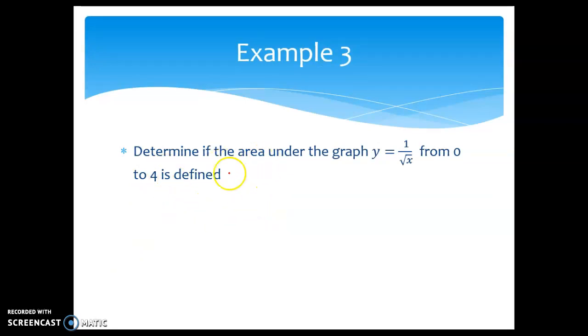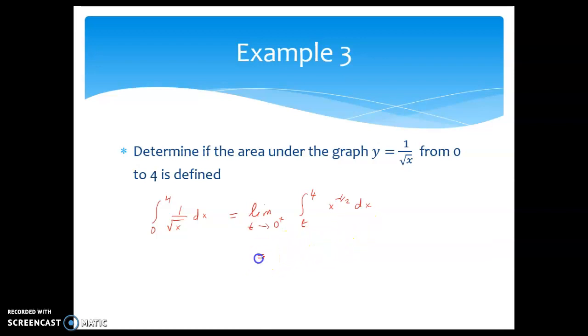So in this problem, we want to find the area under the curve. To find the area under the curve, we use an integral. So we integrate the function from 0 to 4 of 1 over the square root of x dx. And then we set the limit as t goes to 0 from the right. So we have the integral from t to 4 of x raised to the power of negative 1/2 dx.